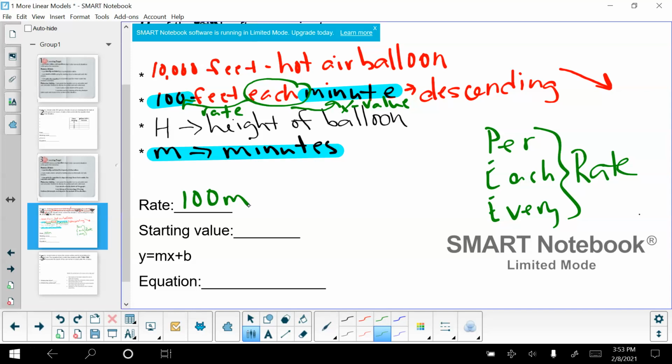Now my starting value is where the balloon was originally. So that's at the 10,000 feet. When they started the descent, they were at 10,000 feet. So that's my starting value.